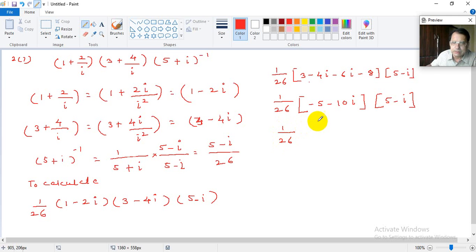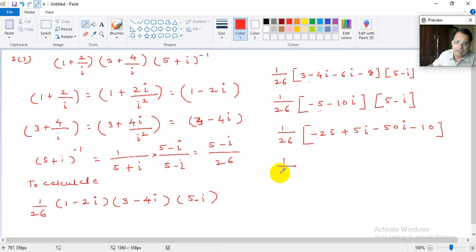Then into this product I have to take. So it is minus 5 into 5, which is minus 25. Then minus 5 into minus i, so plus 5i. Then this is minus 10i into 5, so it is minus 50i. And this minus 10i into minus i, so minus minus plus 10 into i squared, but i squared is minus 1, so that will be minus 10.